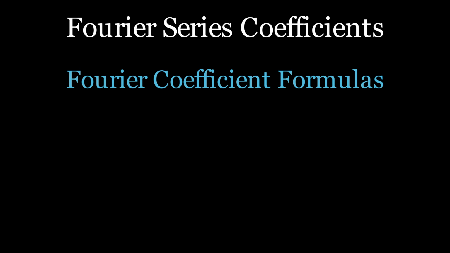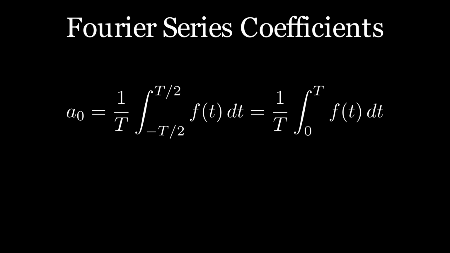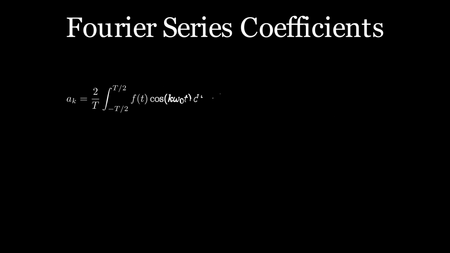The coefficients a sub k are found by integrating the product of the function and cosine terms over one period. Similarly, the coefficients b sub k are calculated using sine terms. Together, these coefficients form the real Fourier coefficients of the function.